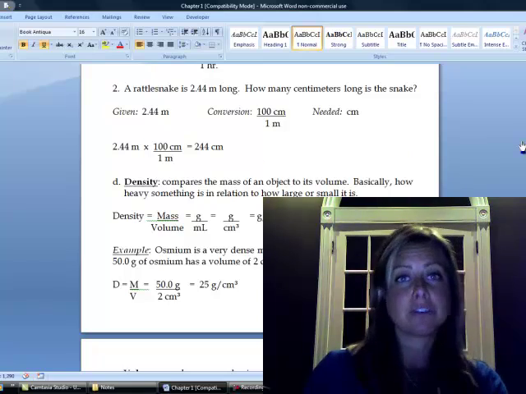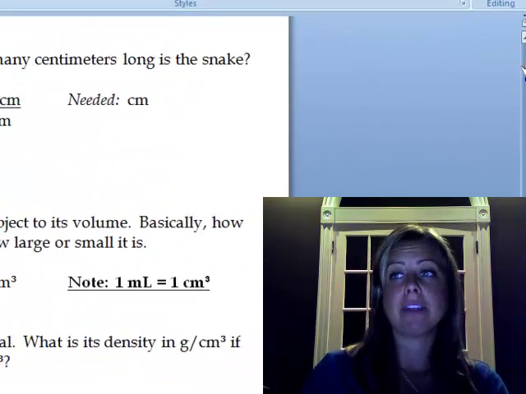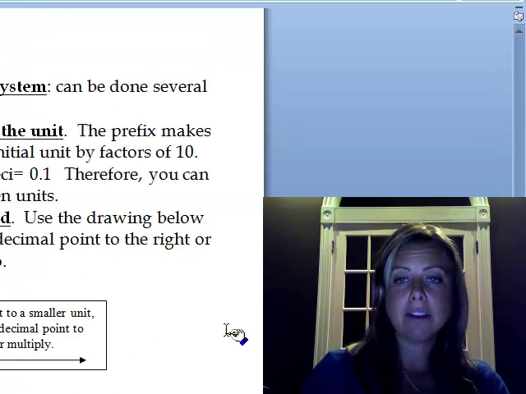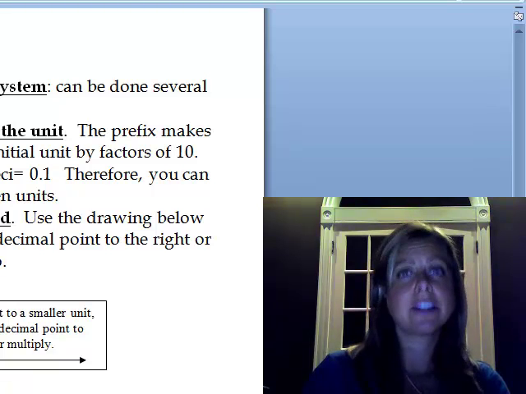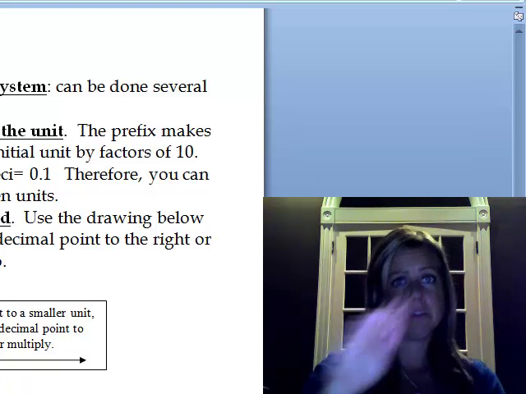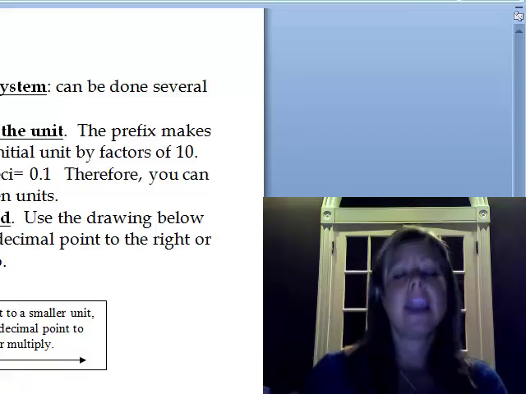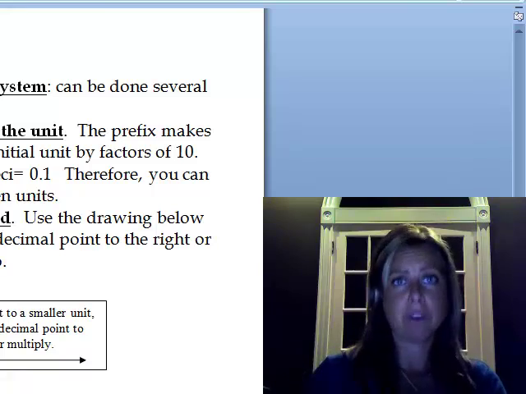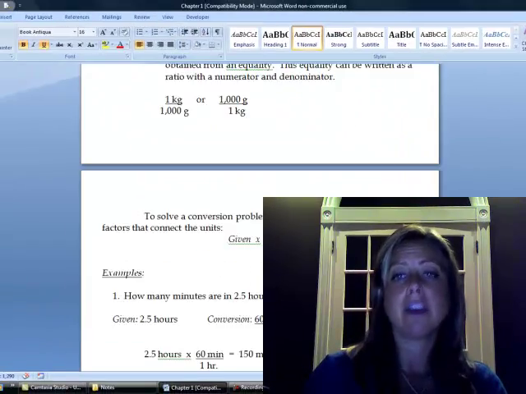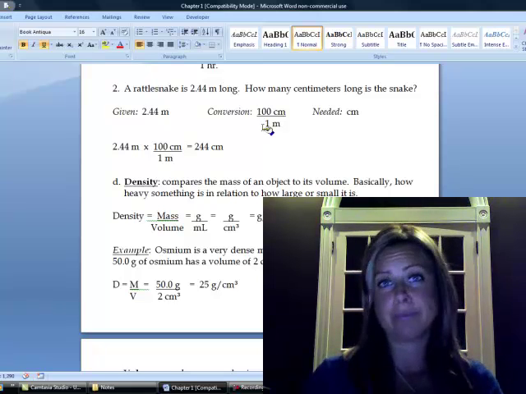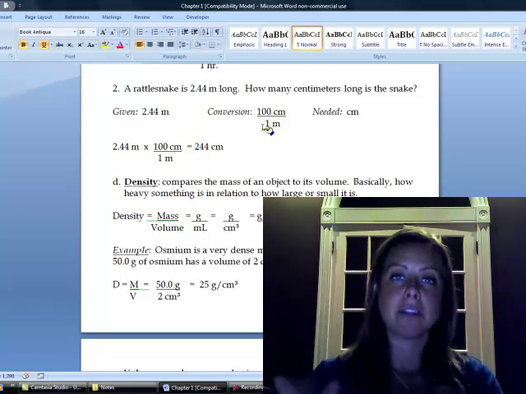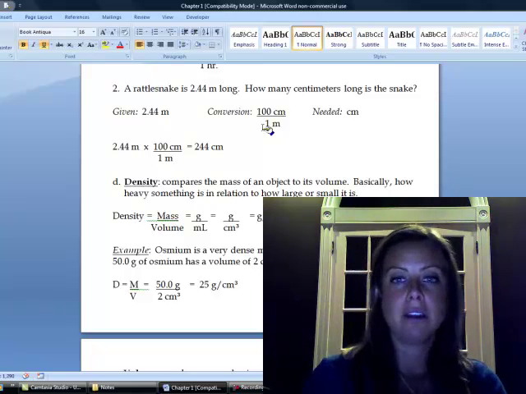You can also do this problem using the ladder or the step method. So if we go back up to that, we have 2.44 meters, which is our basic unit, and we want to go to centimeters, which is 2 steps to the right. So that means we would move our decimal place 2 steps to the right, and so that would be 244, just like we got with the other way. So there's 2 ways that you can do it. It totally depends on what works for you. But like I said, you'll always have that ladder or step method stuff up on the screen or whatever we use.